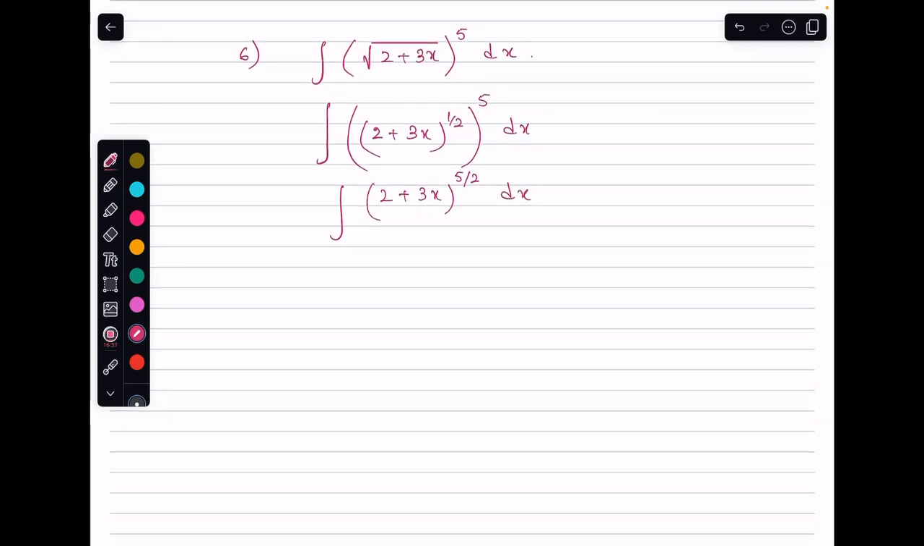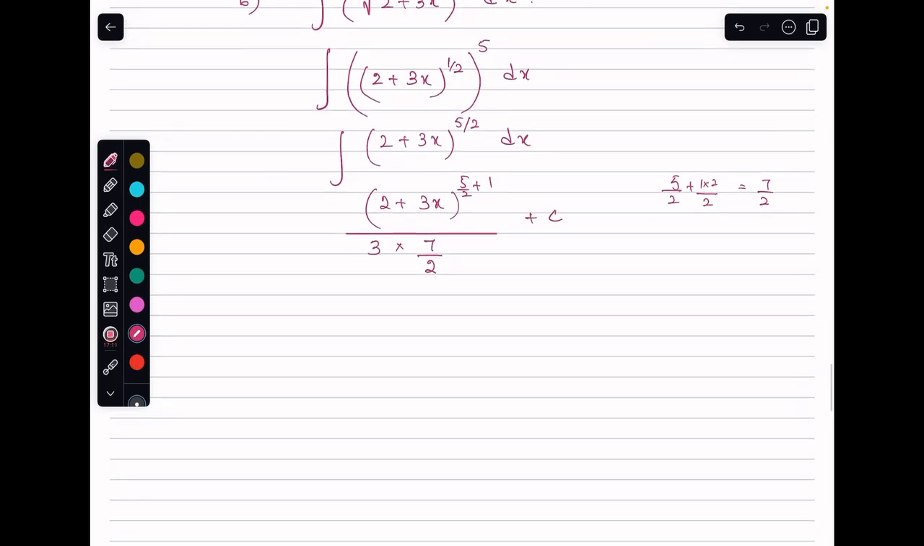So here we can say that this is 2 plus 3x to the power 5 by 2 plus 1, divided by the differential of 2 plus 3x. That would give me a 3. And then I should be having 5 by 2 plus 1. So 5 by 2 plus 1, that should give me the answer as 7 by 2. So I can say that here I should be having 7 by 2 and then adding a constant c here.